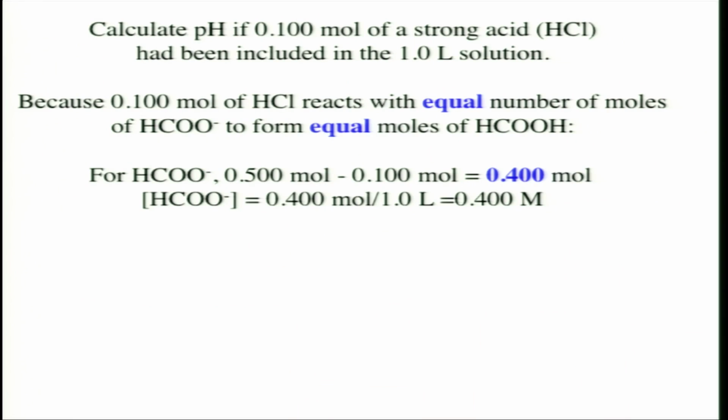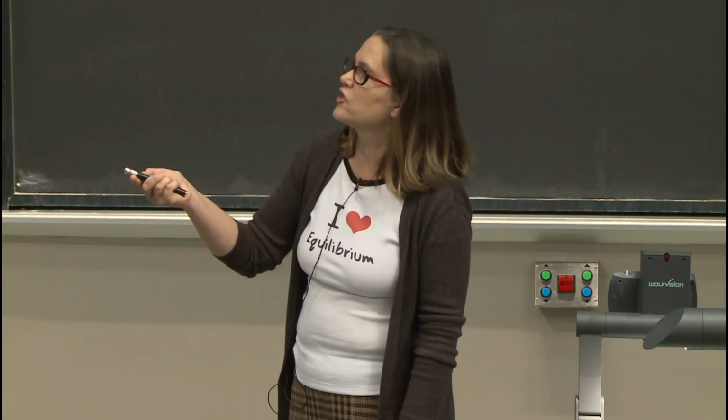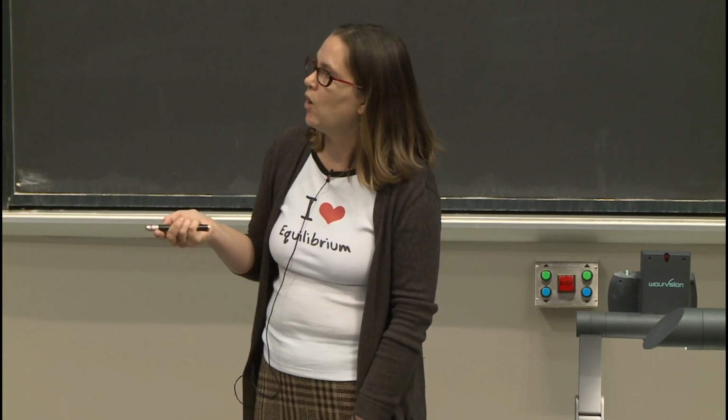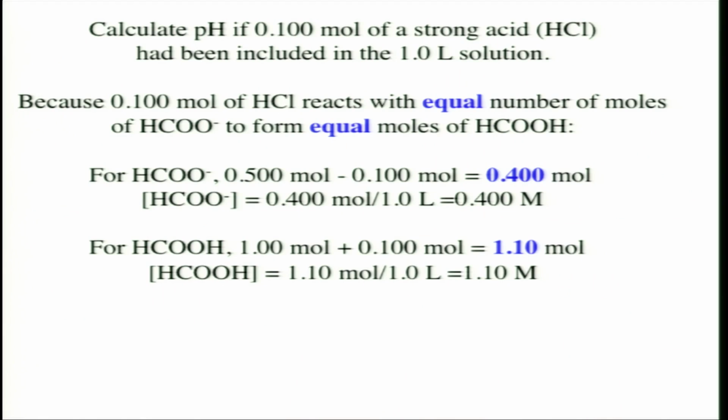So for the conjugate acid, we had 0.5 moles, for the conjugate base, we had 0.5 moles. We used up 0.1 of that reacting with a strong acid, and we have 0.4 left. So we have a new concentration for our conjugate base, 0.4 divided by 1, keep the math simple, 0.4 molar. So for our conjugate acid, we had 1 mole to begin with, but we formed 0.1 more when that strong acid was added. So now we have 1.1 moles and a new molarity.